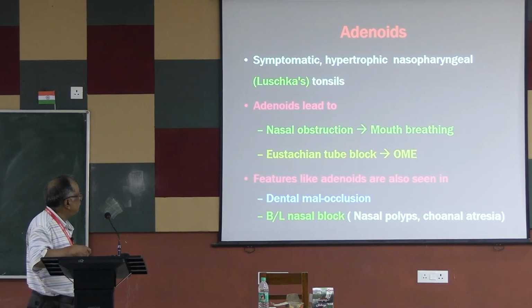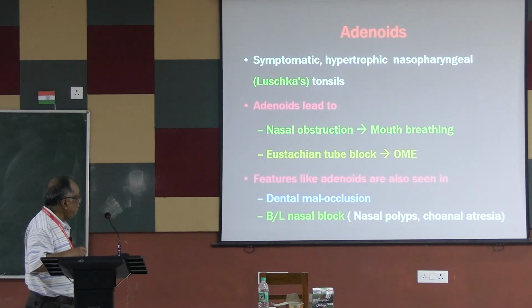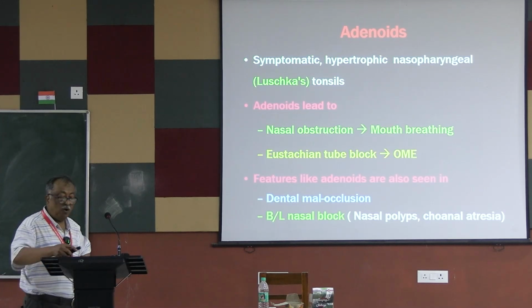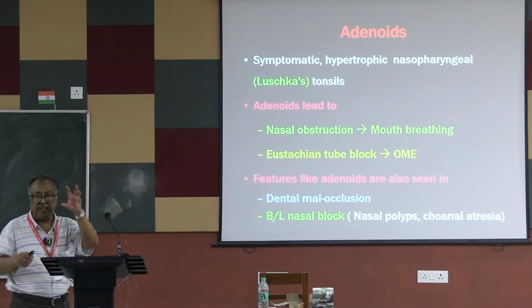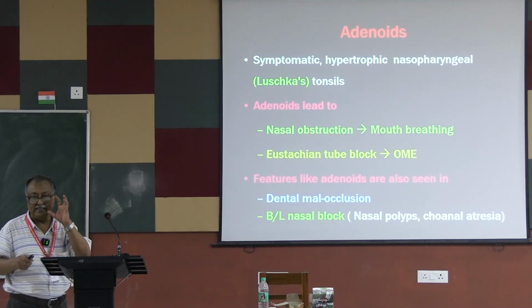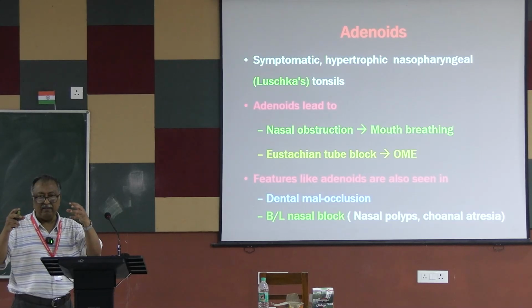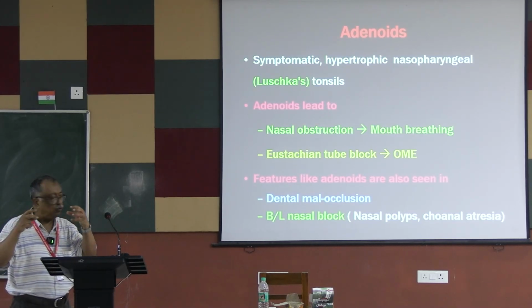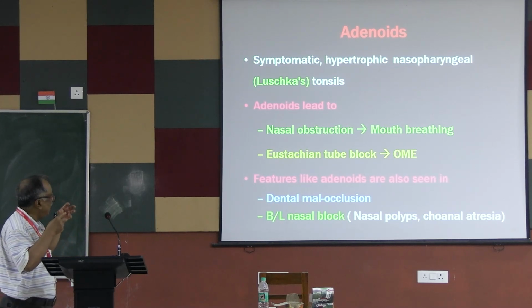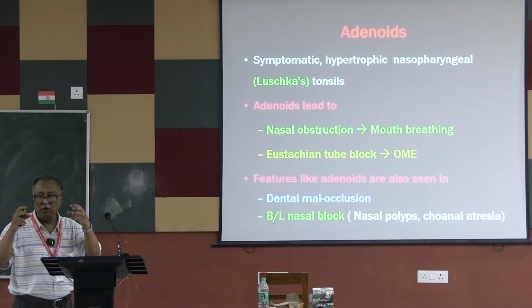Now the adenoid. Adenoid is the symptomatic hypertrophy of the nasopharyngeal tonsil. The main thing is that if the adenoid is enlarged, imagine the anatomy, it will block the posterior choana. That is the nasal blockade. And bilaterally there is the opening of the eustachian tube. Due to the enlargement of the adenoids, there is a block of the eustachian tube.